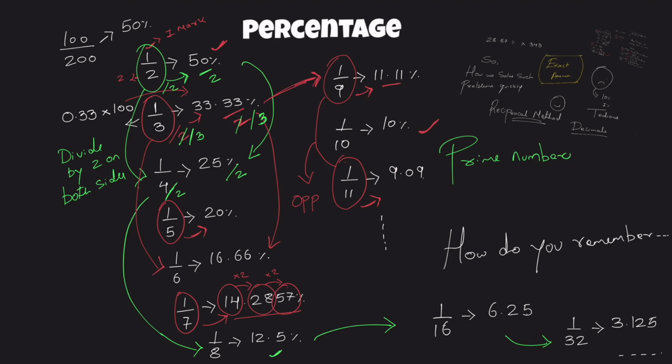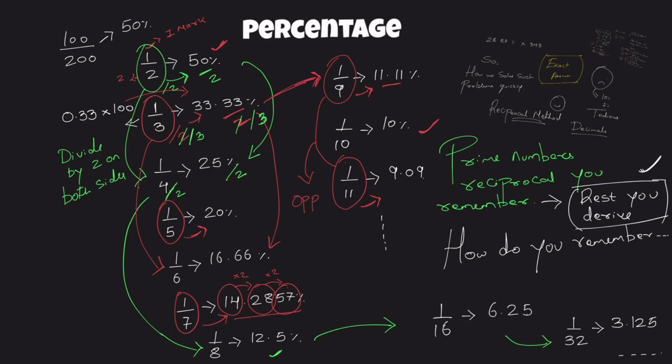So what do you remember? You always remember the prime number reciprocals, because the rest you can derive from that. So you need to remember 1 by 2, 1 by 3, 1 by 5, 1 by 7, because all these are prime numbers. The rest you can derive from these. So make sure you remember 1 by 13, 1 by 17, 1 by 19, 1 by 23, and so on.